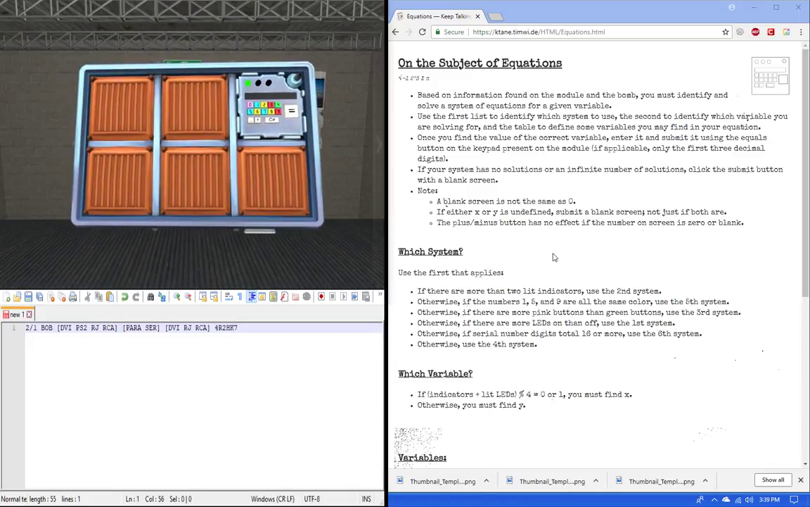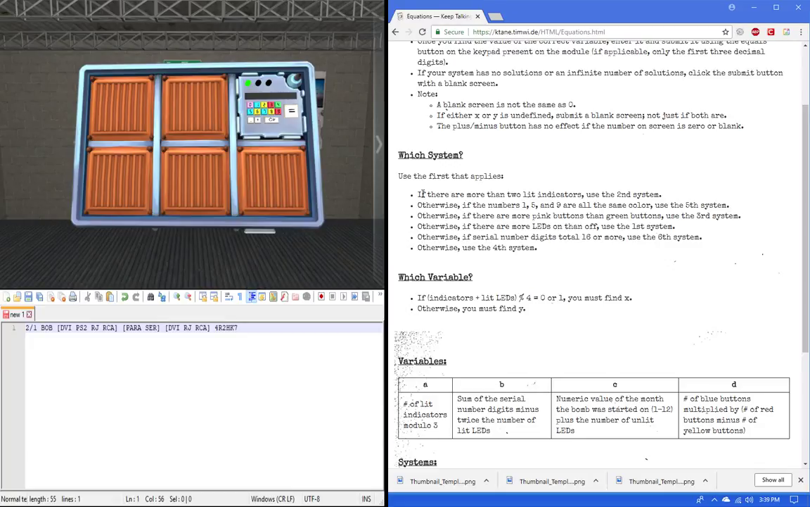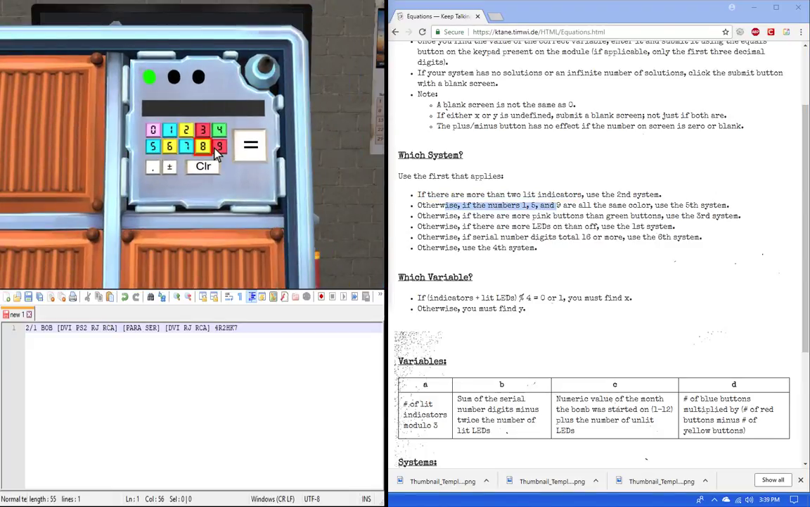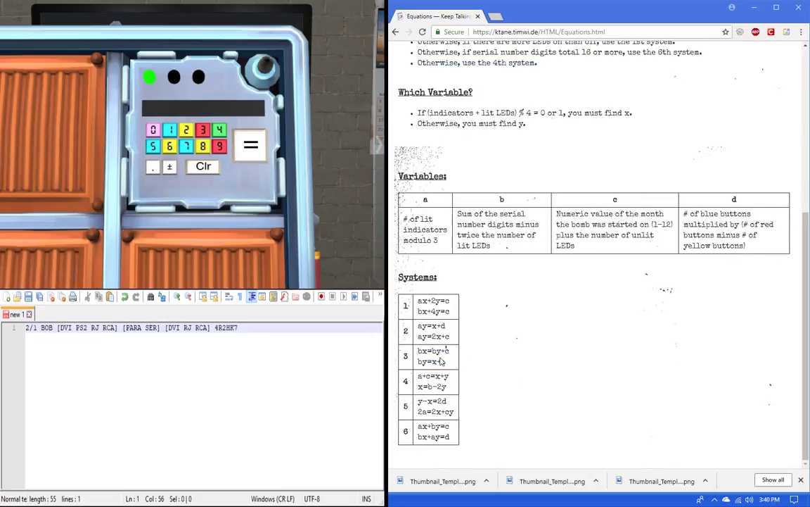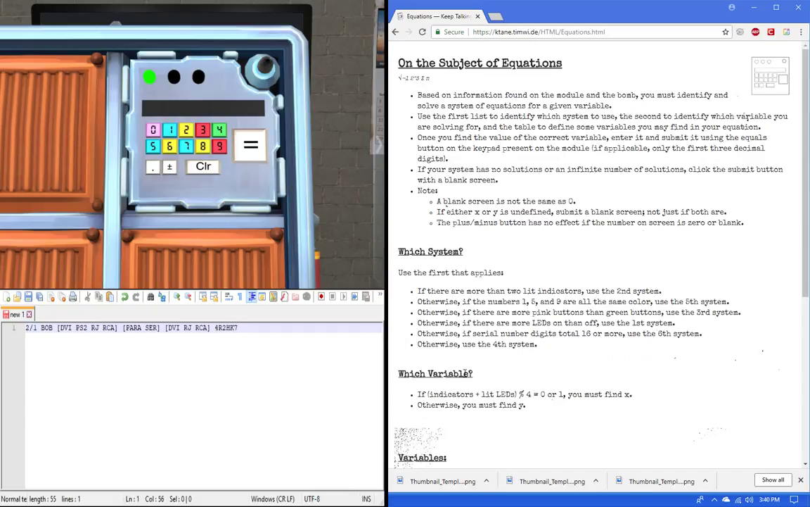Alright, so let's find which system we're going to have to use. If there are more than 2 lit indicators, which there aren't. Otherwise, if numbers 1, 9, and 5 are the same color, which there aren't because 9 is a different color. Otherwise, if there are more pinks than greens, there's 1 pink and 1 green, so no. Otherwise, if there are more LEDs on than off, well, we got 2 LEDs off, so we can't do that. Otherwise, if the serial number digits total 16 or more, that's 4 plus 2 plus 7 is 13, no. Otherwise, we're going to use the 4th system, so we're going to use this 4th system right over here.